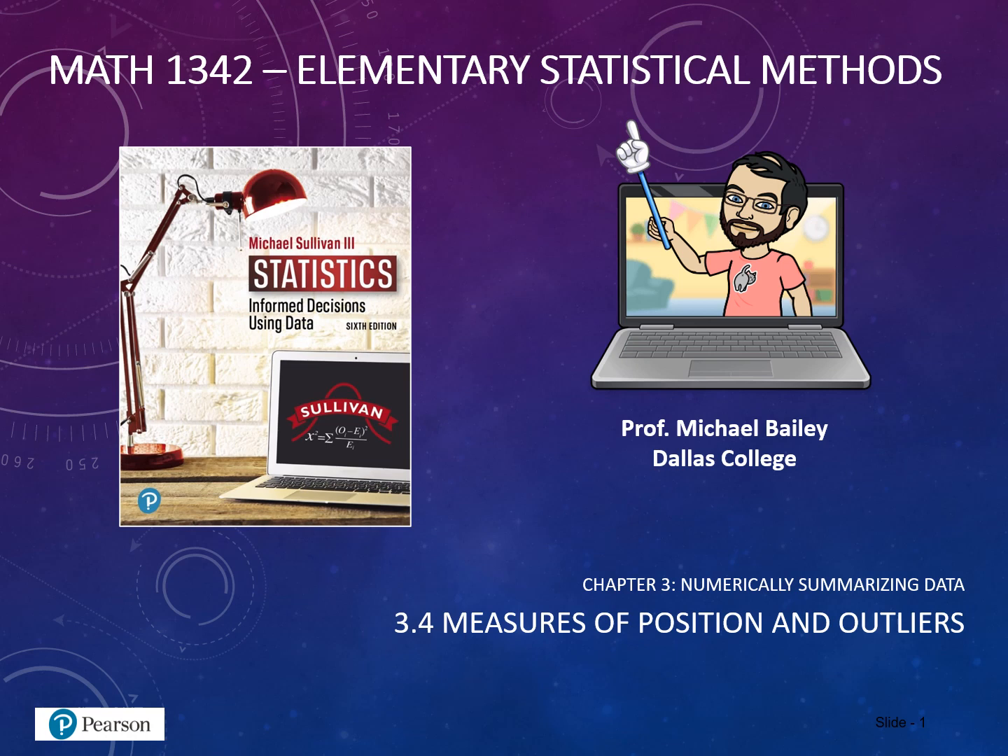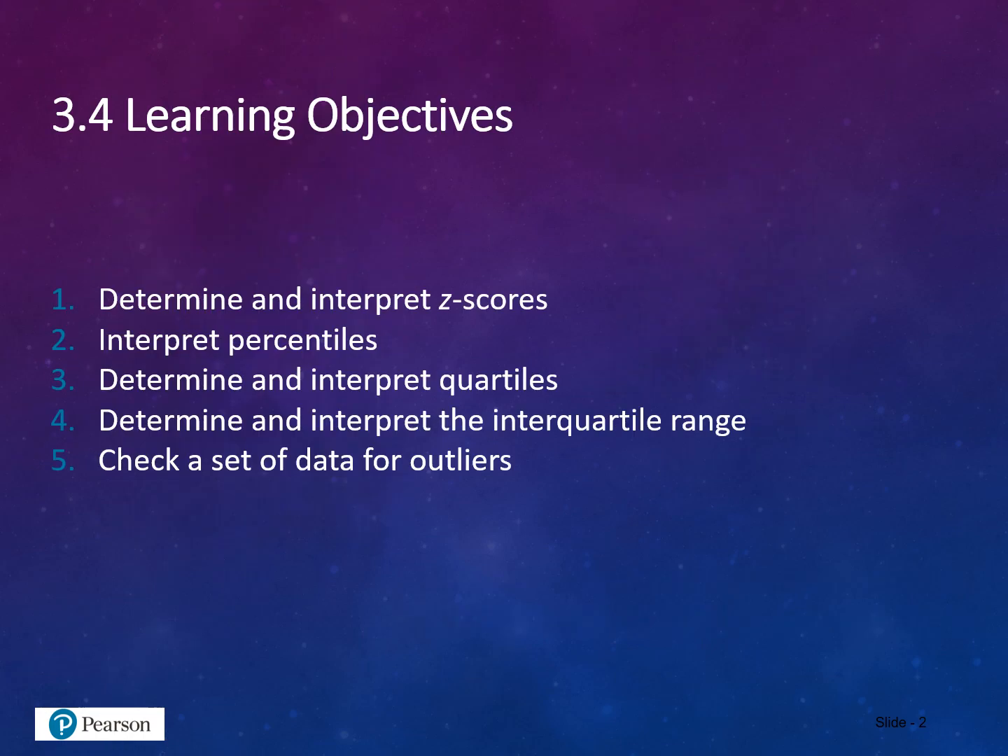Welcome to our next section of elementary statistics. In Chapter 3, we're dealing with 3.4, measures of position and outliers. We're going to look at what z-scores are, interpret the percentiles. We're going to look at quartiles and interpret the interquartile range, IQR, and check a set of data for outliers.